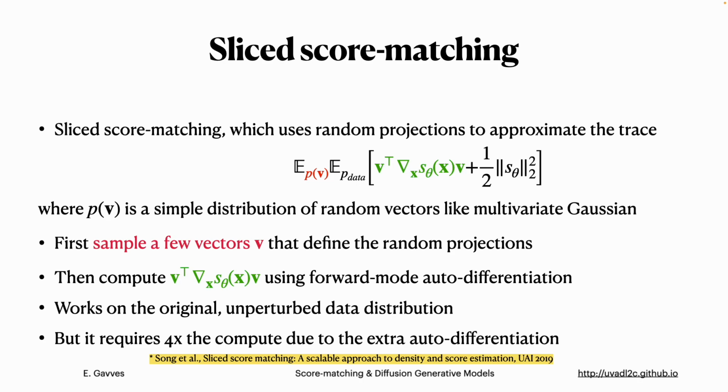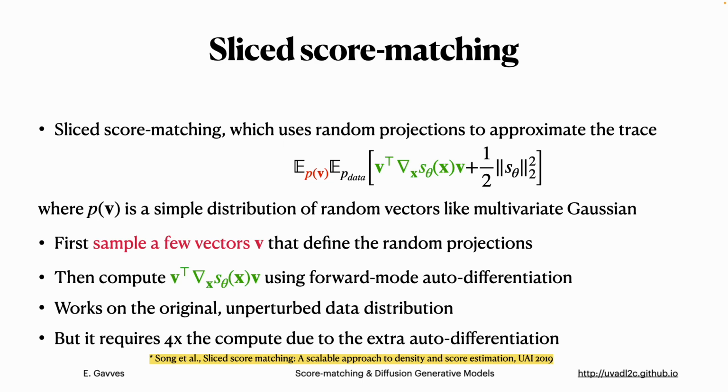So computationally, it can be efficient enough to compute this term without having to explicitly compute the precise Jacobian. The benefit of it is that it works on the original unnoised distribution, so we don't need noise. However, it requires 4 times the computation because we have an extra auto-differentiation step. So in the forward propagation, we have to have one more auto-differentiation to compute these quantities.